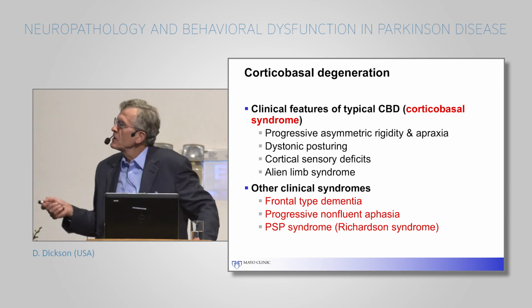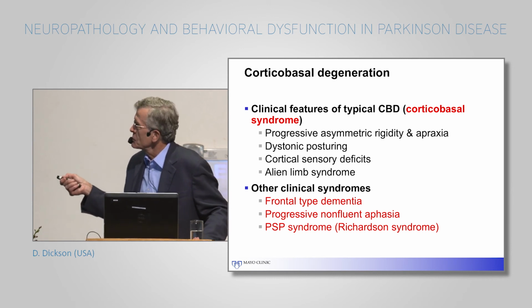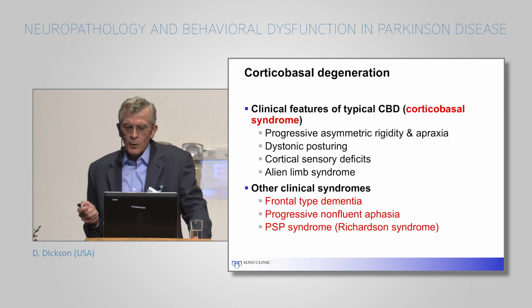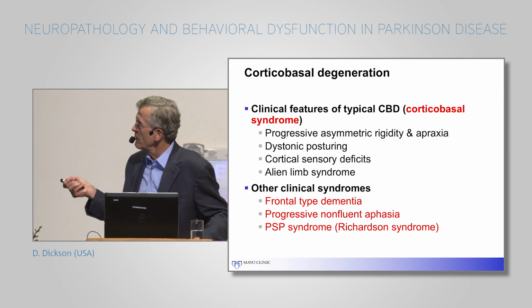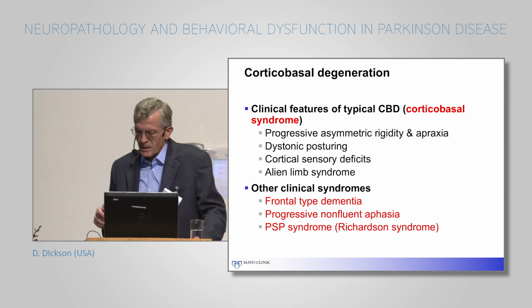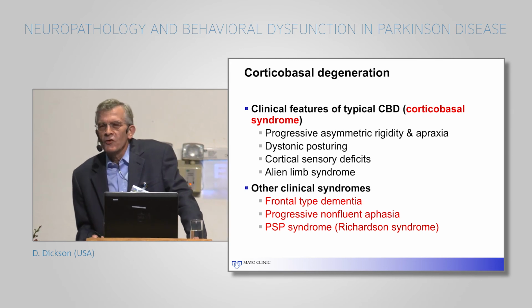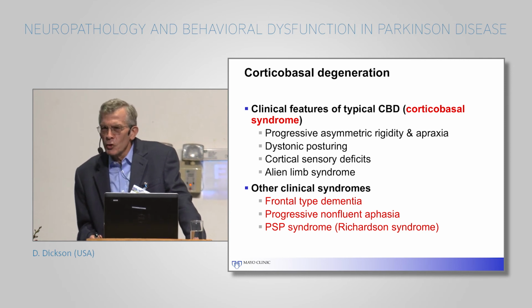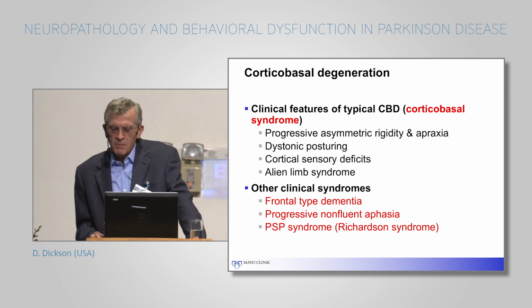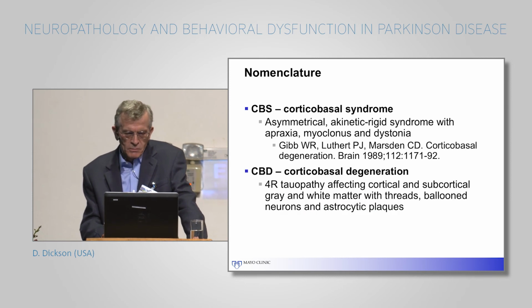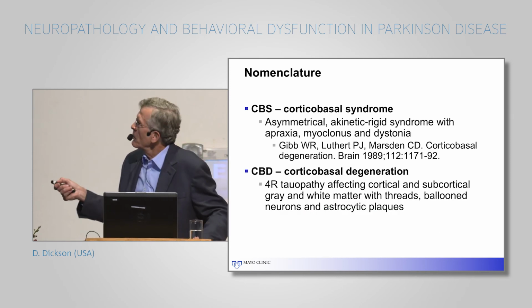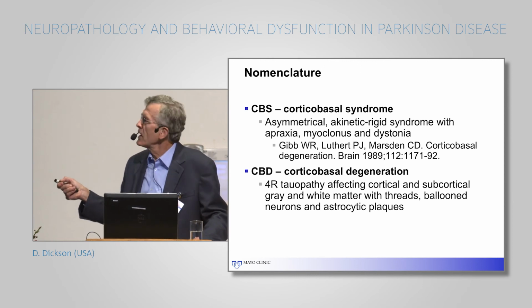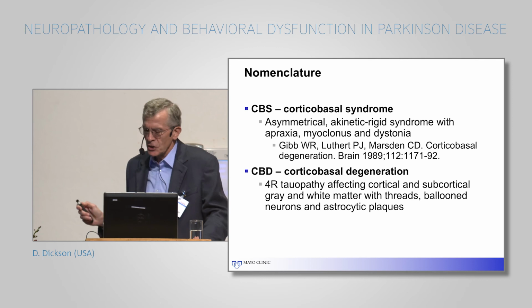The most common syndrome is a progressive asymmetric rigidity and apraxia syndrome, sometimes called Paris syndrome. There are a number of other clinical features characteristic of the corticobasal syndrome, such as cortical sensory loss and alien limb. There are actually other presentations: progressive aphasia, frontal dementia, and PSP. So corticobasal is usually asymmetrical, but sometimes it is a symmetrical disorder, and those patients get misdiagnosed as PSP. So just to reiterate, corticobasal syndrome is the clinical syndrome. The underlying pathology is corticobasal degeneration.